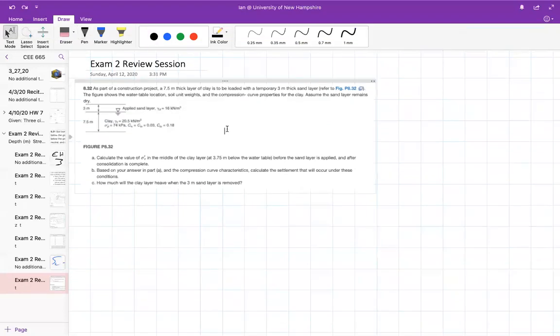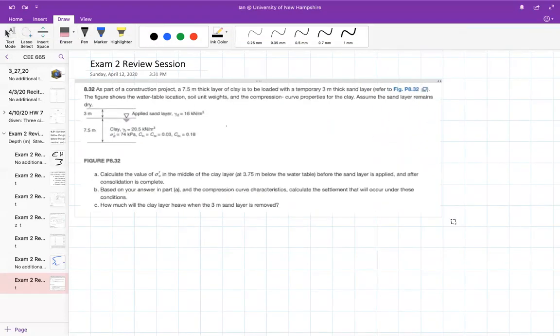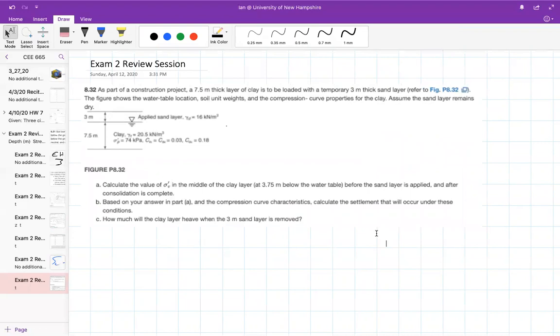Trying to make it bigger for you guys. So, as you know, we have a 7.5 meter thick layer of clay to be loaded with a temporary 3-meter thick sand layer. The figure shows where the water table is and all of our parameters. We need to calculate the effective vertical stress in the middle of the clay layer.